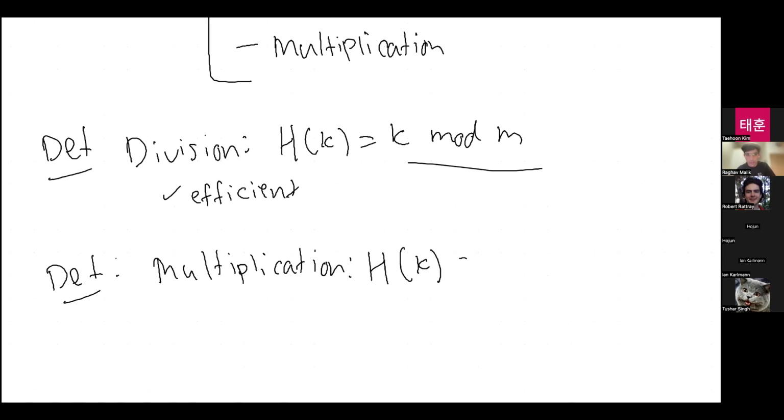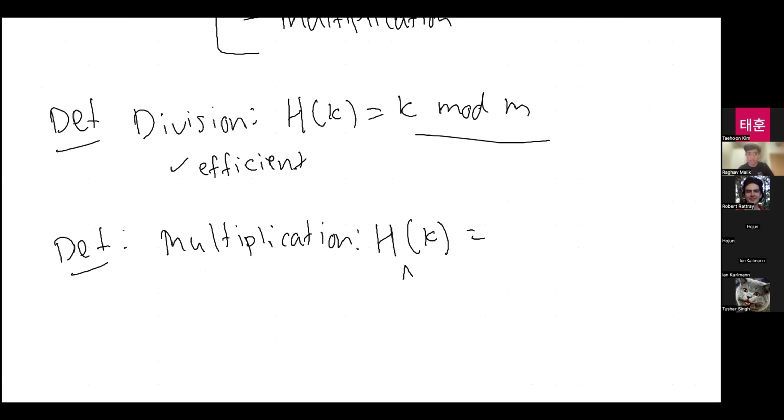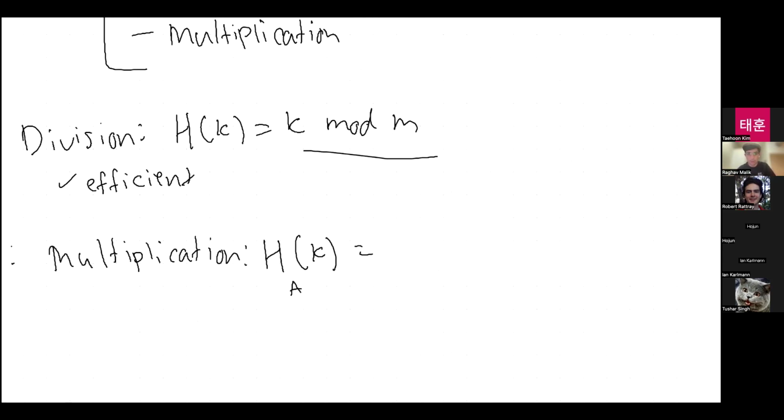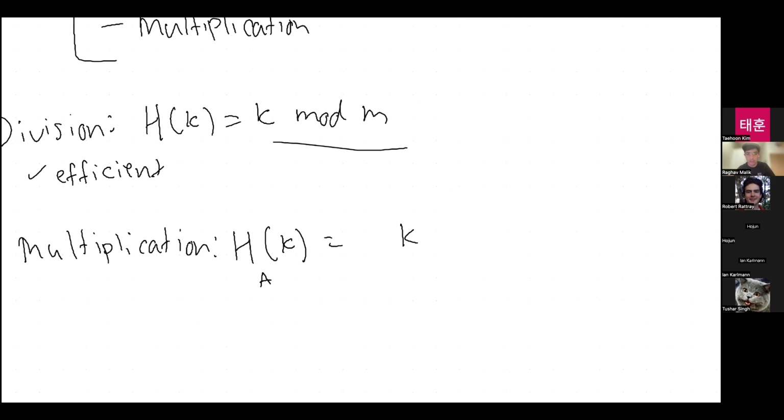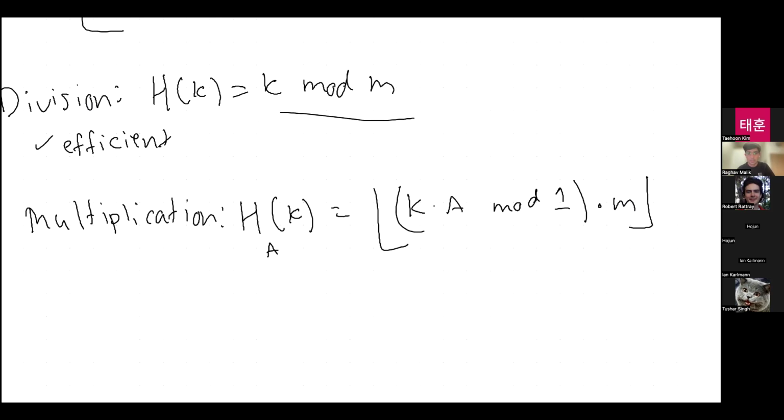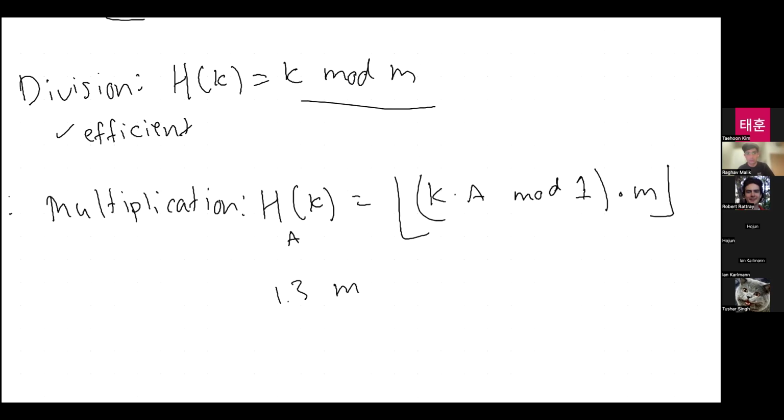For this, we need to pick some constant, which I'll call capital A. What you do is you multiply k times capital A. You look at the fractional part of that, and then you multiply that by m, and then round down, right? So mod 1 is like 1.3 mod 1 equals 0.3, right? That's the idea.